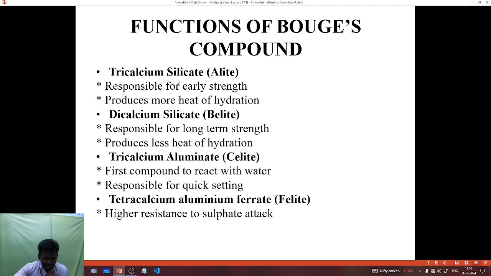This alite is responsible for early strength and produces more heat of hydration. This belite is responsible for long-term strength and produces less heat of hydration. The celite is the first compound to react with water, responsible for quick setting. Tetracalcium aluminoferrite, also known as felite, has higher resistance to sulfate attack.